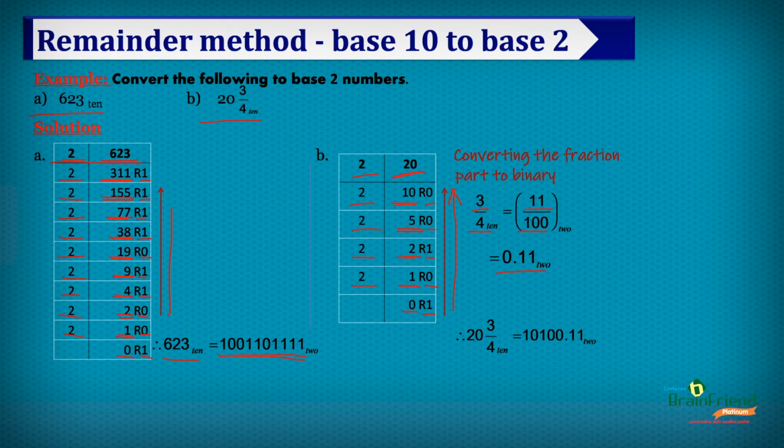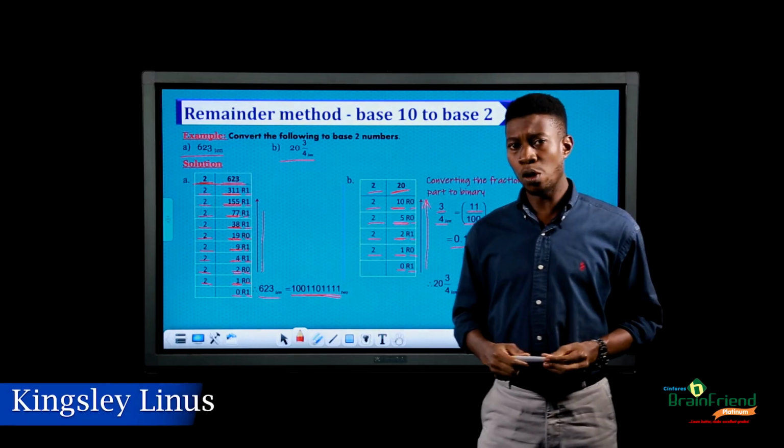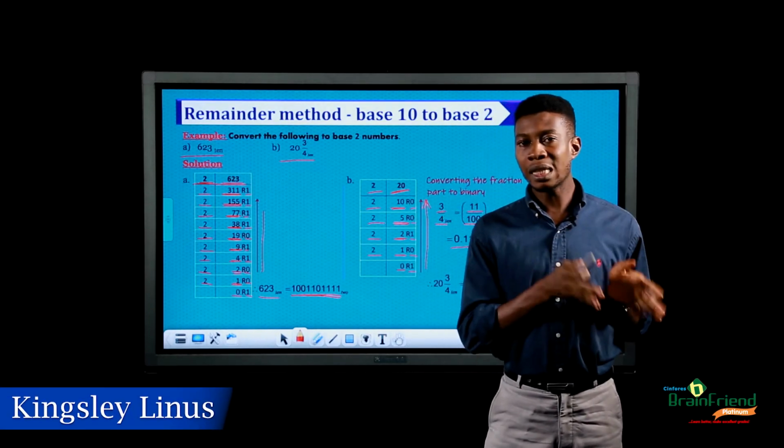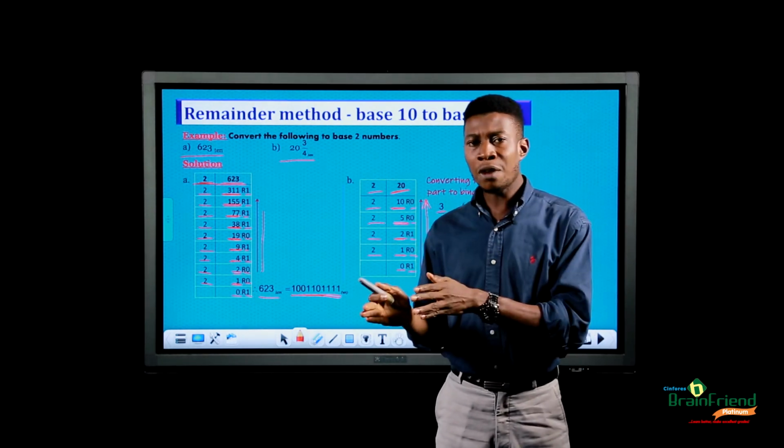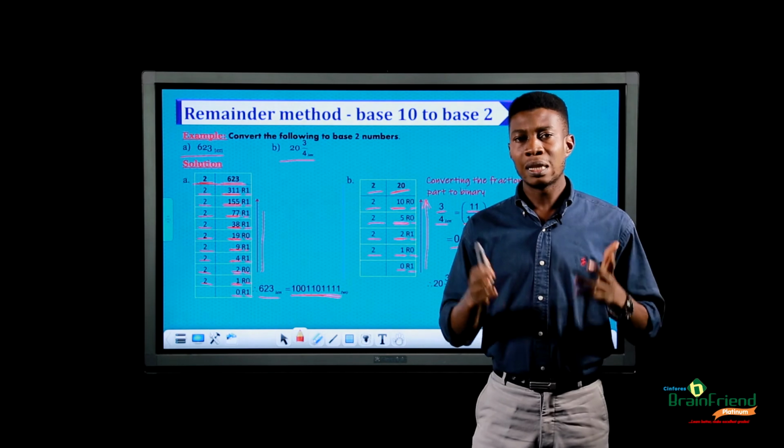So we can now list the numbers we have for the whole number part and then what we have for the fractional part. So 20 whole number 3/4 in base 10 is equivalent to 10100.11 base 2. I hope that was clear enough, converting decimal numbers to binary. Now, how about binary numbers to decimal? Let's take a look at that.